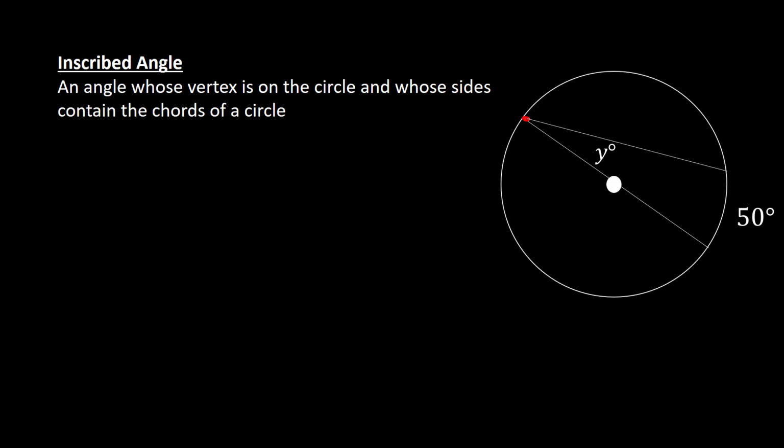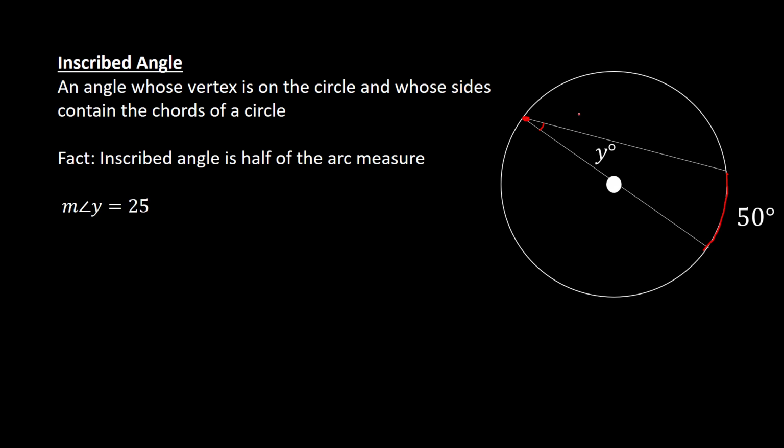So the sides of this angle, notice the top and the bottom, are chords because they connect 2 points on the circle. And with inscribed angles, the inscribed angle will be half of the arc measure that it creates. So if this arc measure is 50 degrees right here, then this inscribed angle is going to be half of that. So this angle would be 25 degrees. So using that information, we can answer the following questions.